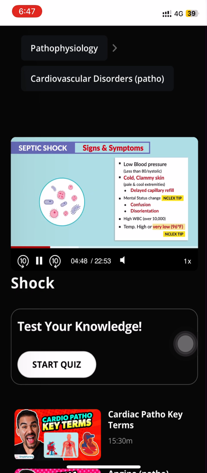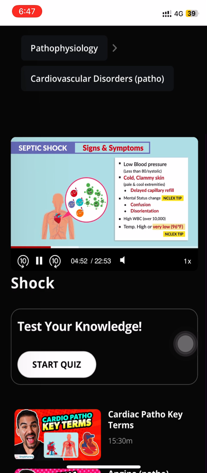Many students get tricked on this since the early stages of the infection, the body's trying to fight off the infection with high core body temperatures.